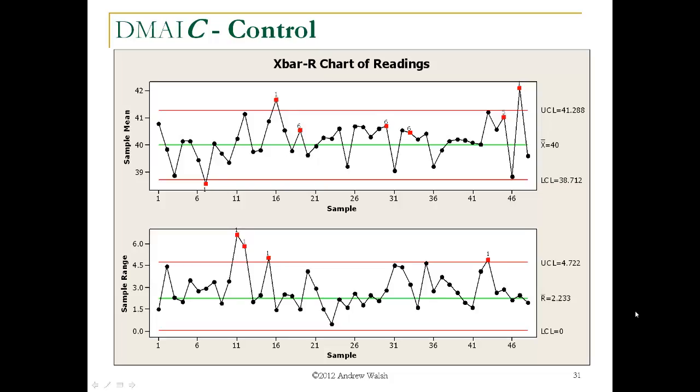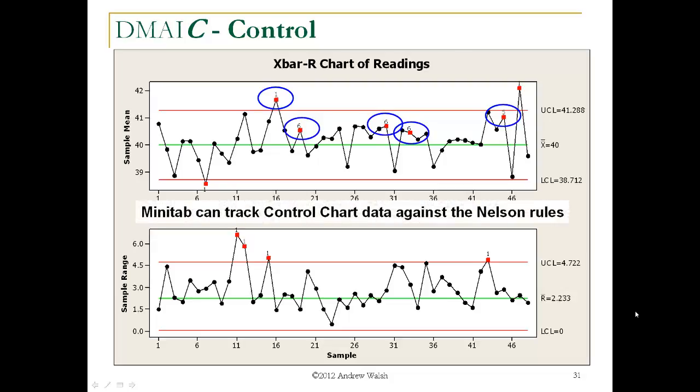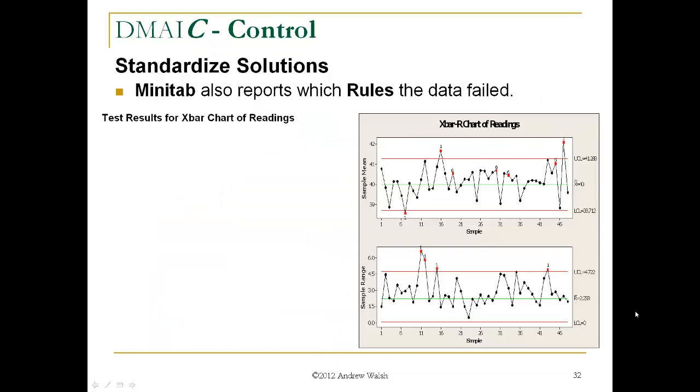And here we see an X-bar and R chart of a variety of readings. We see a red square and a number 1 on this point. We see a 5 over here, and we see 6 on these points here. Minitab can track control chart data against these Nelson rules.